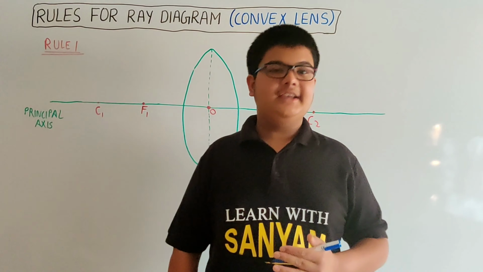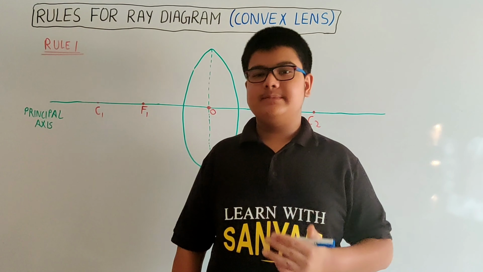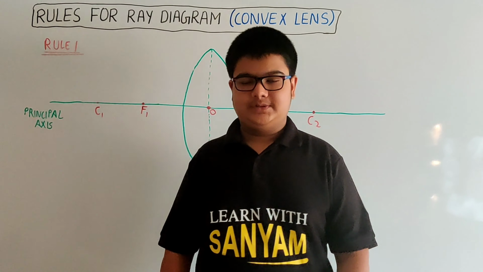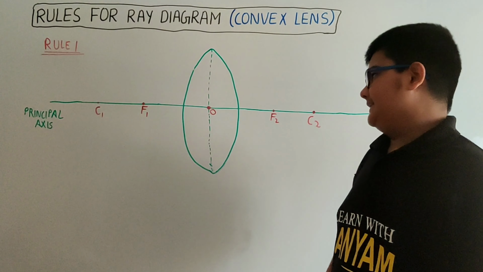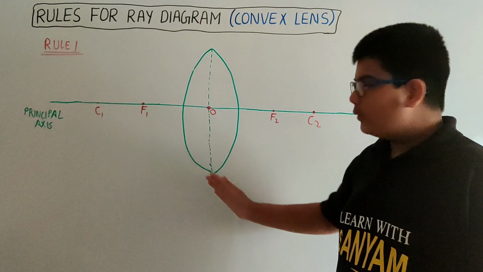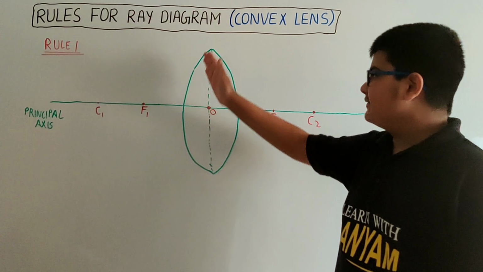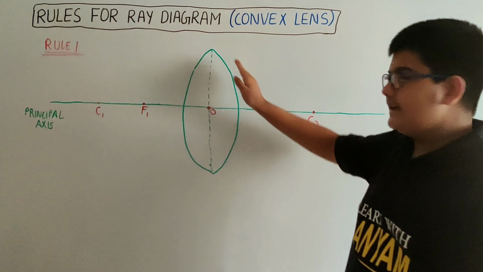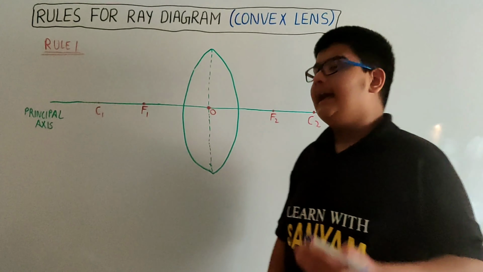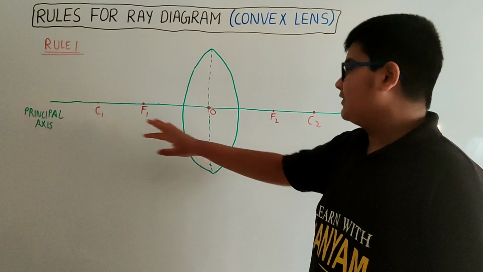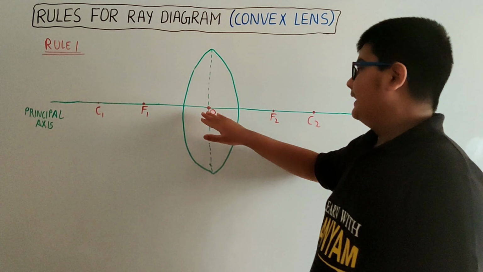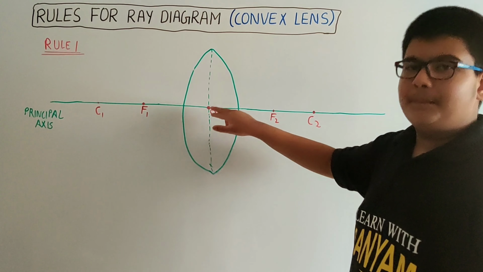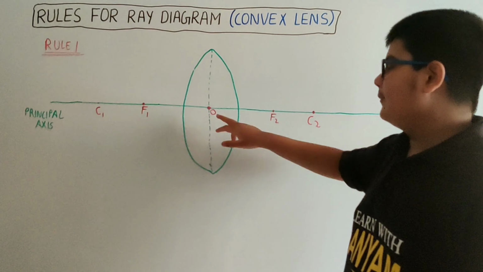So let's study the rules for drawing the ray diagrams for a convex lens first. As you know, here I have taken a convex lens. It is a bulging outward lens, so you can see that both the spherical surfaces are bulging outwards. And here are all the parts of the lens. This green line is the principal axis. This center is the optical center of the lens, the central point.